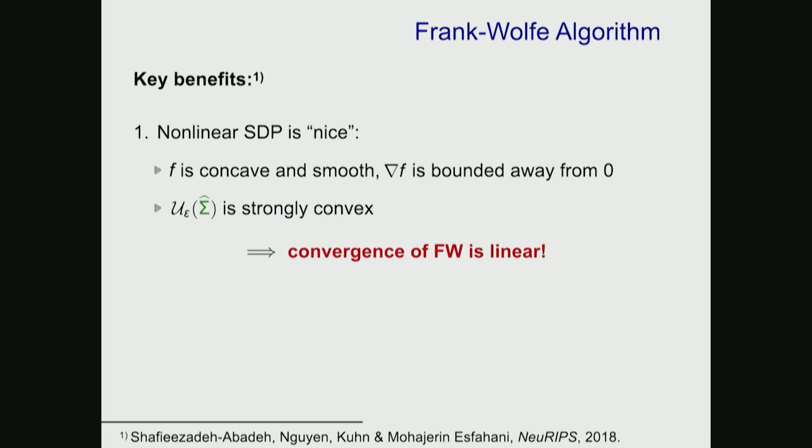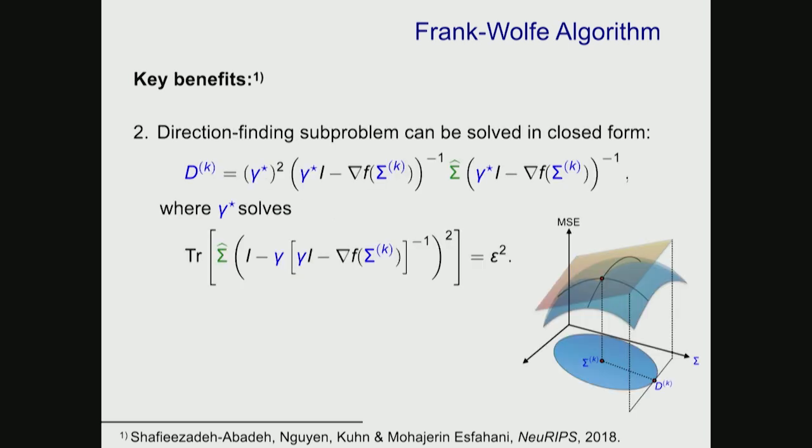The more important benefit is the following. It turns out that the direction finding subproblem of this algorithm can be solved in quasi-closed form. So here is the formula for dk. There is one parameter, a scalar gamma star, a bit like before, that we need to determine by solving an algebraic equation. Again, this can be done very quickly by using bisection. So that means that the direction finding subproblem can really be solved extremely fast. So the Frank-Wolfe algorithm will converge very, very quickly, much faster than standard software.